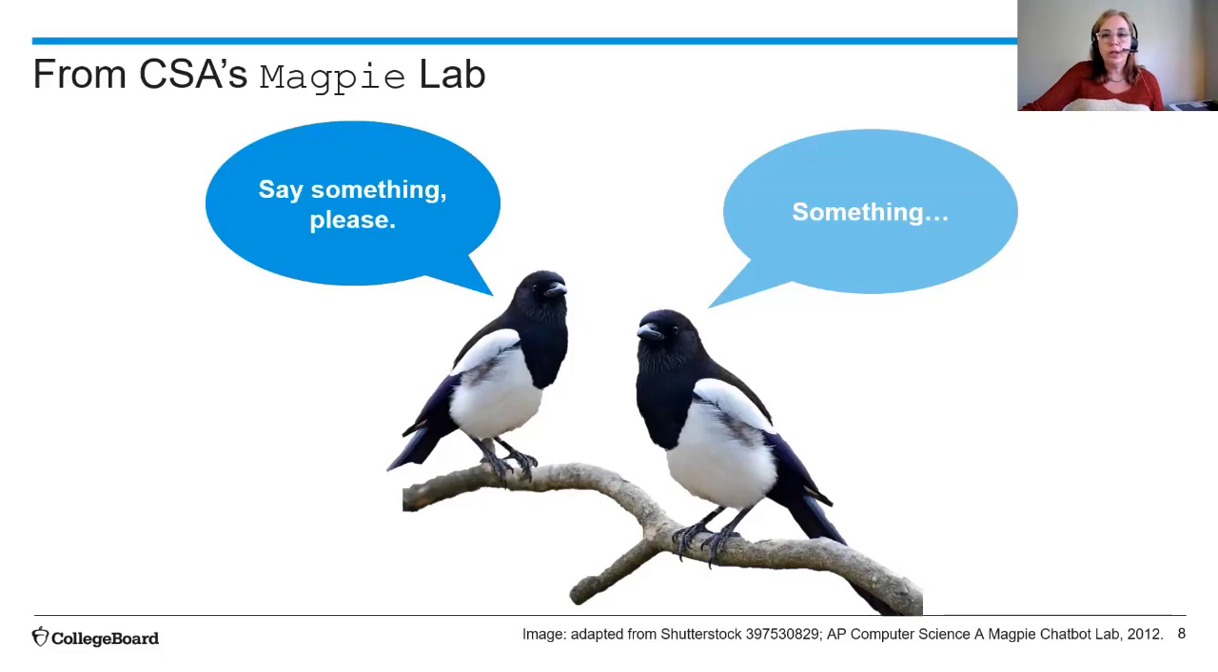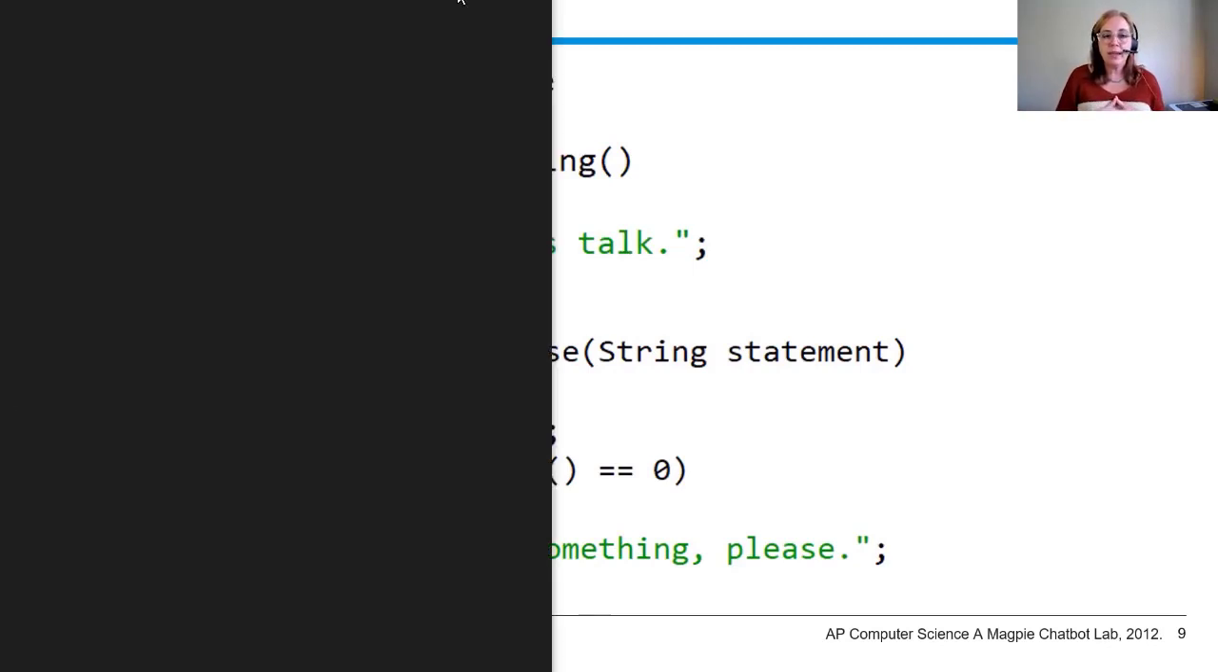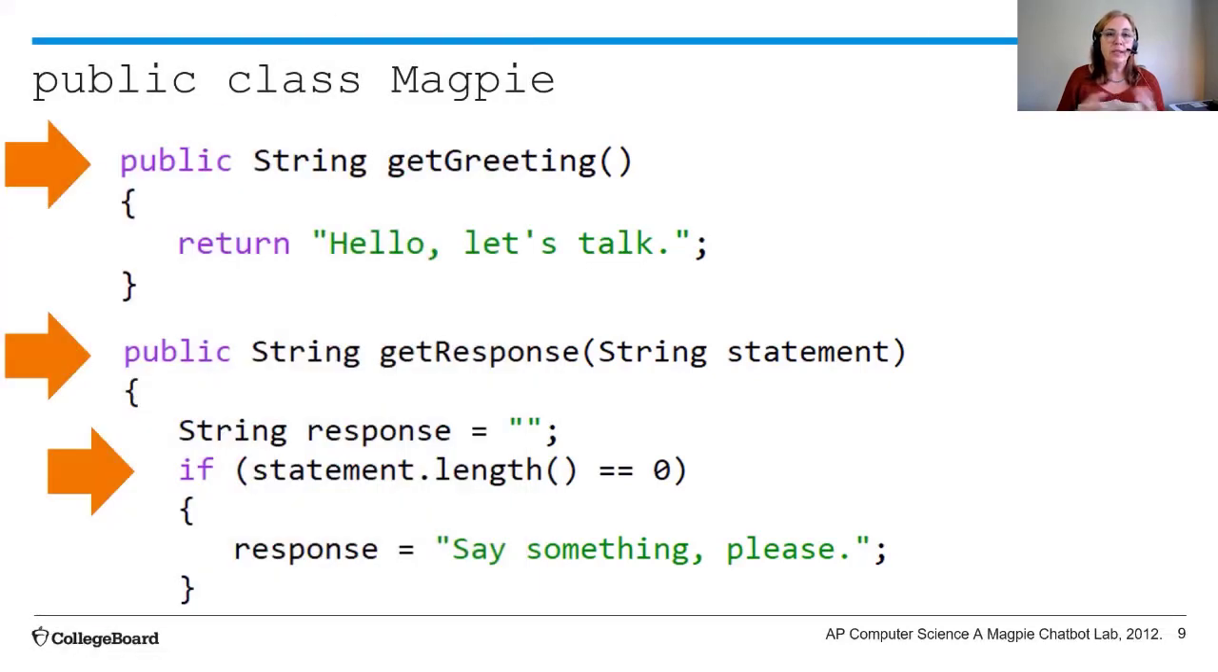So I want to show you the code for Magpie, and then I want to tell you how to get your hands on it so that you can practice and make this code your own. So the method string greeting is that beginning code that I showed you, "Hello, let's talk." That's how the Magpie Lab is programmed to begin. Then it's going to look for a response from the user, from the keyboard. And notice the if statement here.